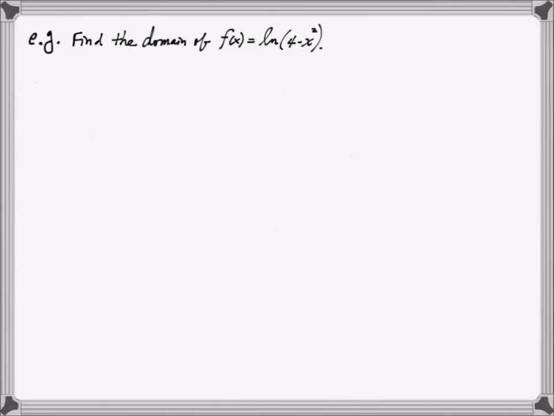In this next example, I want to find the domain of the function f of x equals natural log of 4 minus x squared. When I do problems like this, I need to think about what the graph of the natural log function looks like first. I know it looks like this. The domain for a natural log function, or any log function for that matter, is all real numbers greater than 0, which means my input has to be strictly greater than 0. To set up, my domain is going to be the set of x such that my input 4 minus x squared is strictly greater than 0.